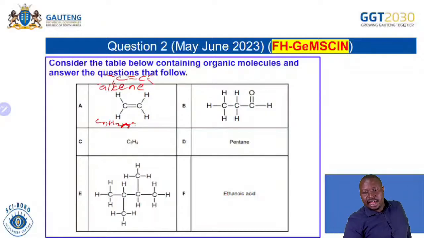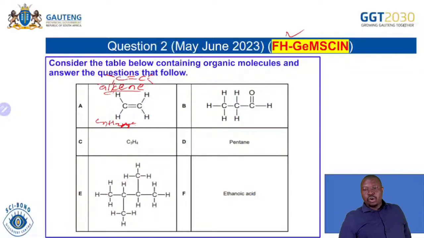Hence I've written here F, which is the functional group. What is a functional group? It is that which makes this structure different from alkanes. What makes this structure different from alkanes is the carbon-carbon double bond. That is your functional group. And we are saying that the homologous series where we have a carbon-carbon double bond is alkenes. What is the general formula for alkenes? CnH2n.